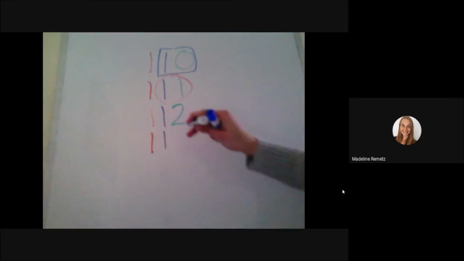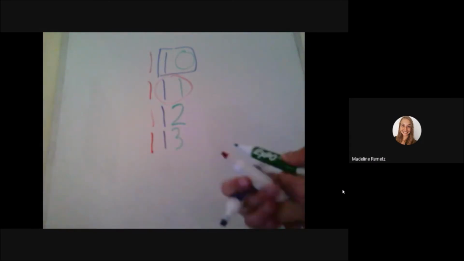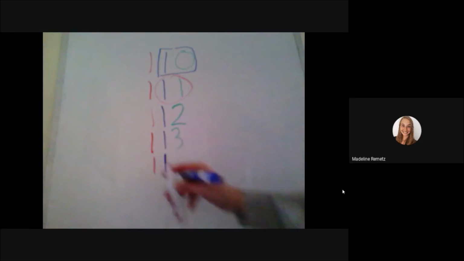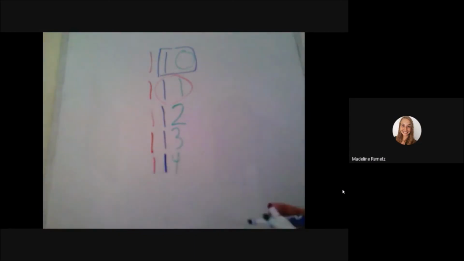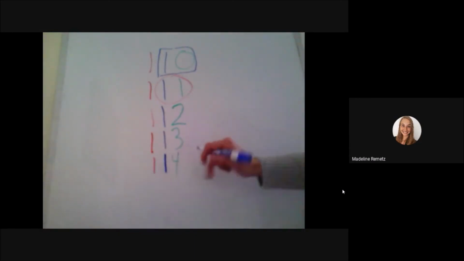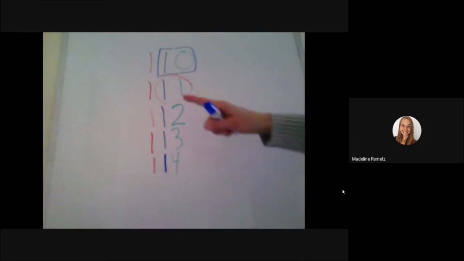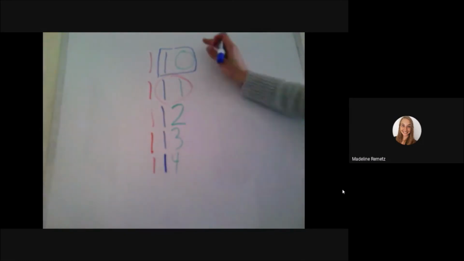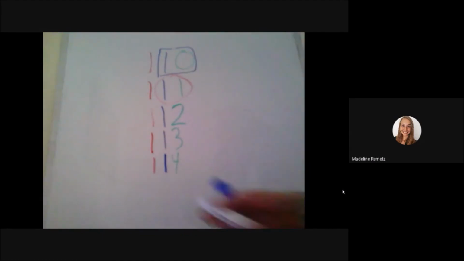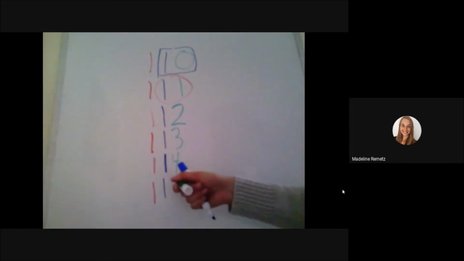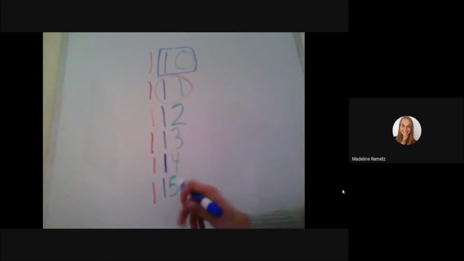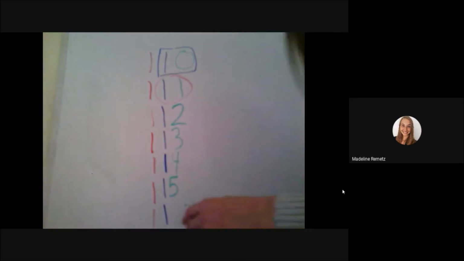1, 1, 3. 1, 1, 4. For 114. 110, 111, 112, 113. You're just starting your counting over, but just saying the word 100 before it. It's awesome. It's just a pattern that keeps going. 100, 1 ten, and 5 ones. 100, 1 ten, and 6 ones.